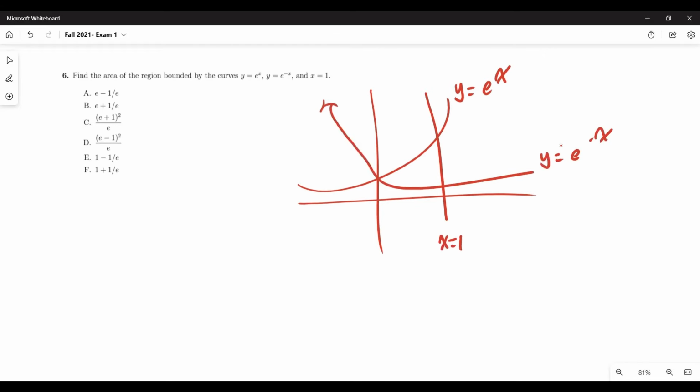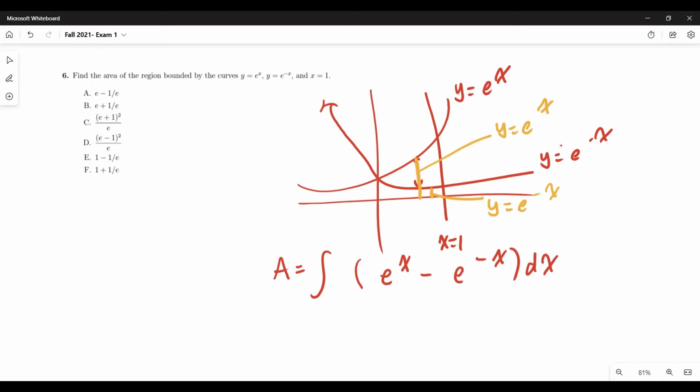And in order to find the area of the region bounded by those curves, you subtract the curves in between. So this much is y equals e to the x, and this much is y equals e to the negative x. So what you do in here is subtract those like differences. So the integral of e to the x minus e to the negative x dx, and this is from 0 to 1.